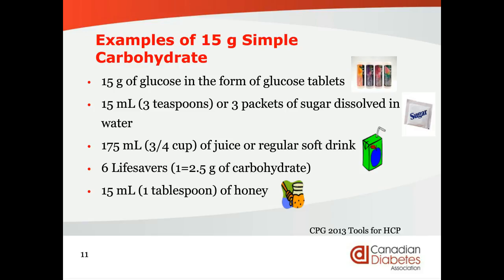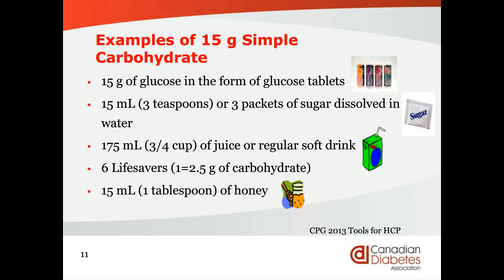You can do 15 mils or 3 teaspoons or 3 packets of sugar dissolved in about 15 mils of water and drink that. Or you can have 3/4 cup of juice or regular soft drink. They used to make the chubby cans, the small soft drink cans, and that was about 20 grams of carbs. So that's good if you like soft drink. Or you can have juice such as apple juice.